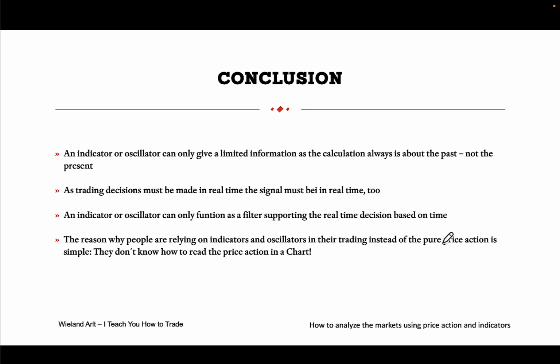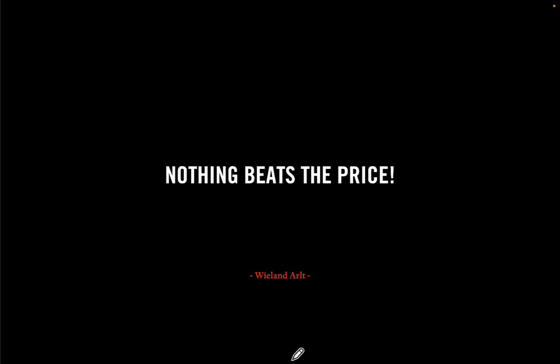The reason why people rely on indicators and oscillators in their trading instead of pure price action is very simple. They don't know how to read the price action in the chart. They don't know it at all. Because we are discussing price action, oscillators and indicators, and how to use them, in a nutshell, of course, you already know how to read this, and therefore you already have an edge compared to all the other investors out there. Therefore, I like to close this one with just one saying: nothing beats the price. Nothing beats the price, and this is key in trading and investment.